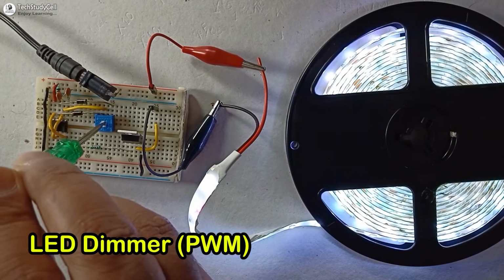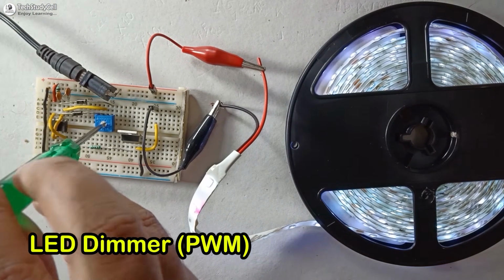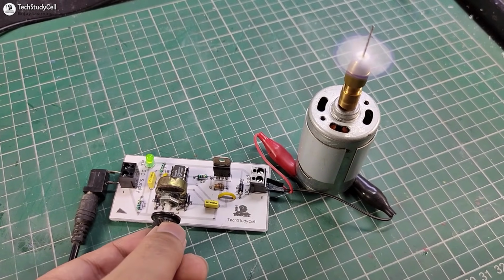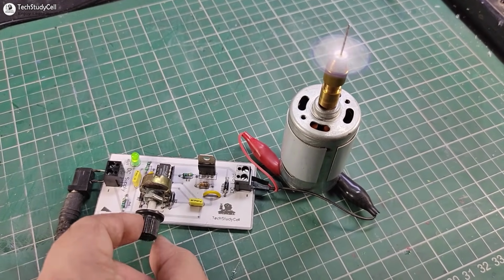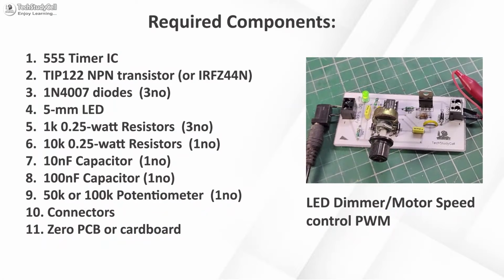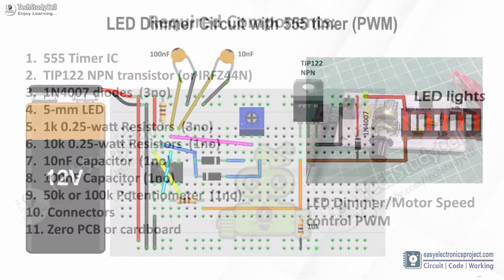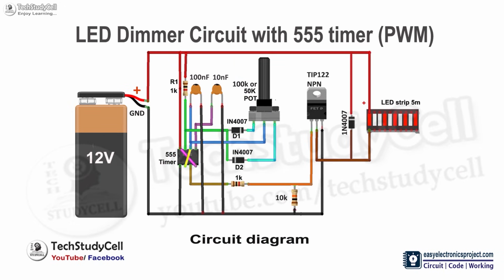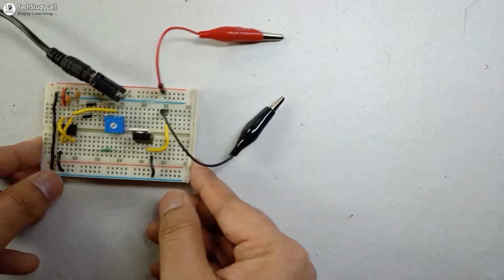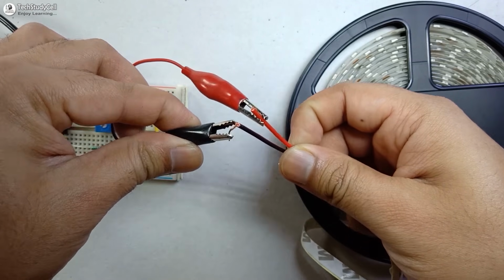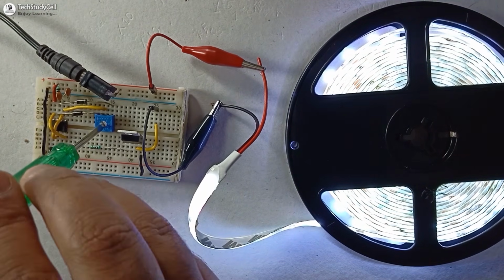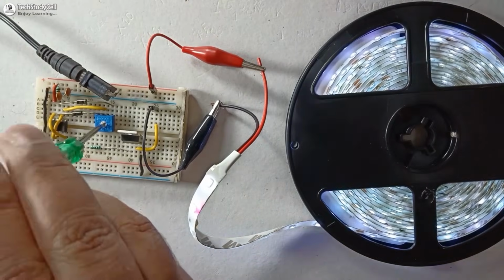Next we will make the LED dimmer circuit using 555 timer IC. You can also control the motor speed using the same circuit. For this project, these are the required components, and you have to connect all these components as per this circuit diagram. So here you can see first I have made the complete circuit on the breadboard, and I can easily control the LED brightness by rotating the trimmer.